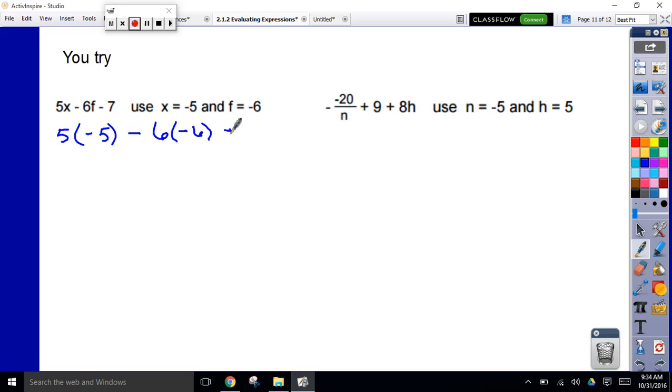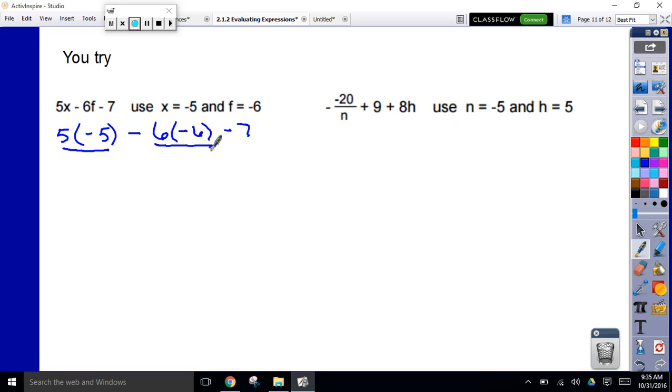and then minus 7. So everybody's first step should look like this, except you may have used dots instead of parentheses to show multiplication. This is kind of a required first step. Okay, now I'm going to go through, I'm going to do my multiplication and division from left to right.